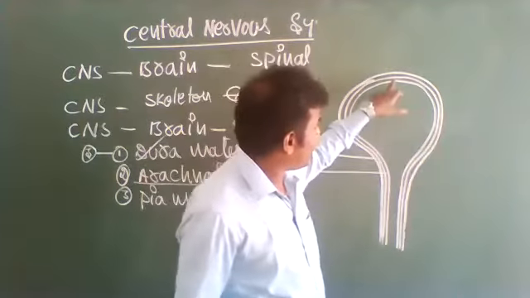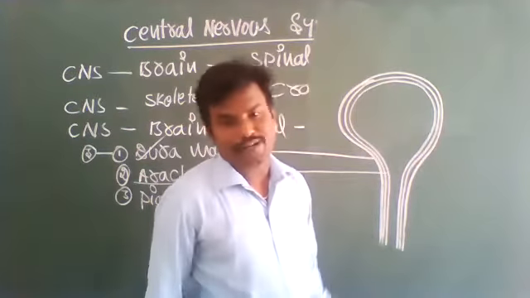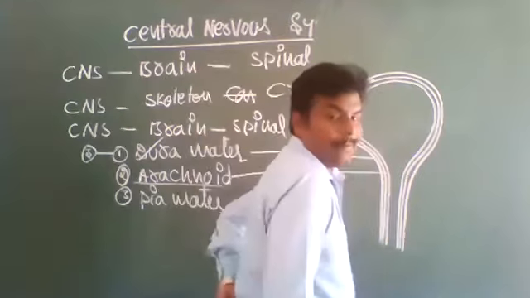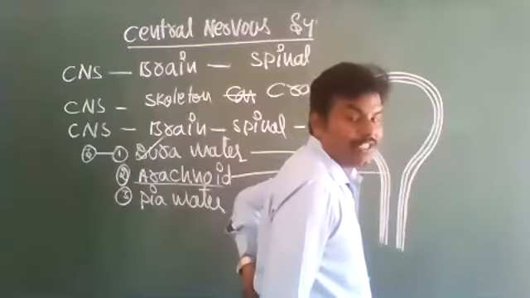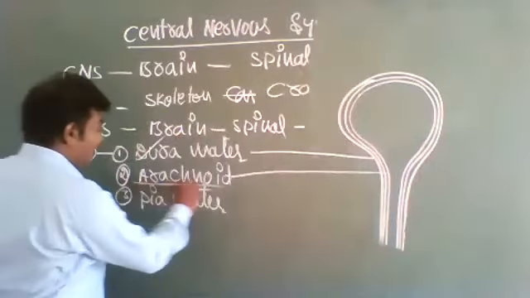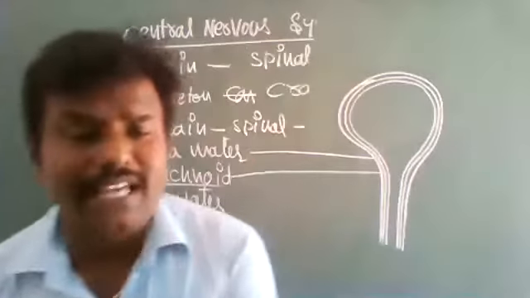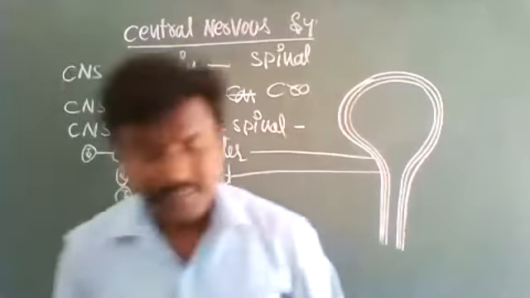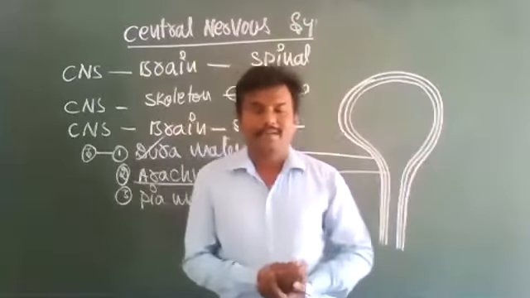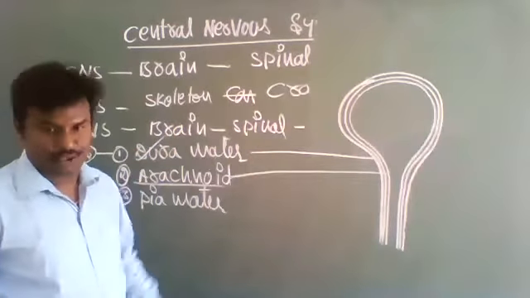It starts from the brain and runs along the spinal cord until the end of the spinal cord. That means above the buttocks region, where the vertebral column and spinal cord end. Until there, this is called the arachnoid membrane. It is the middle part, between the dura mater and pia mater.